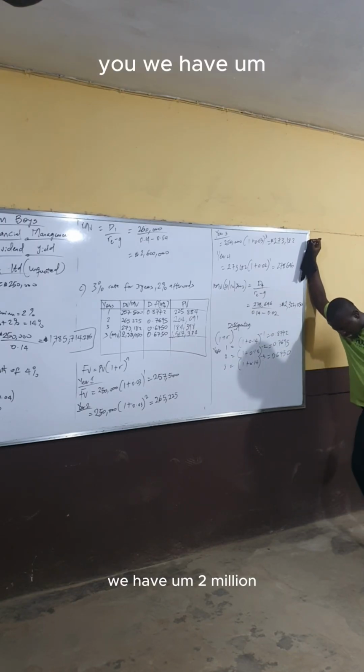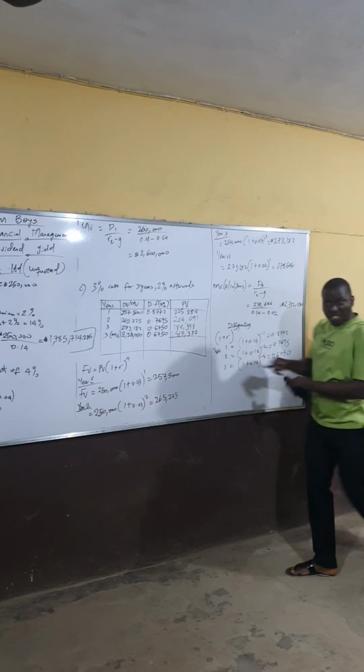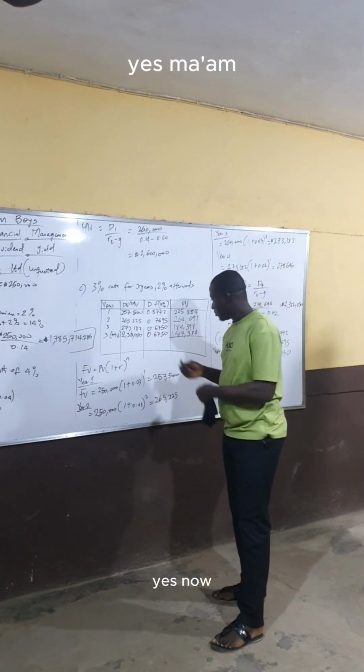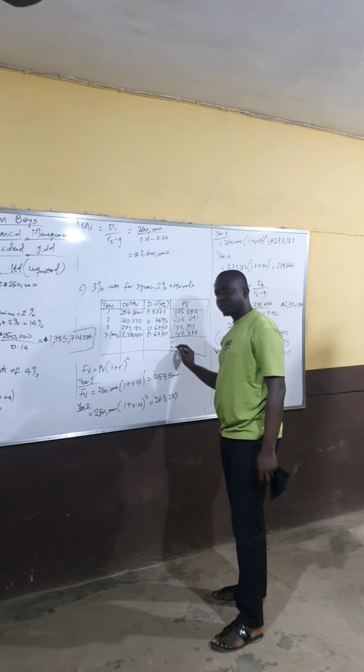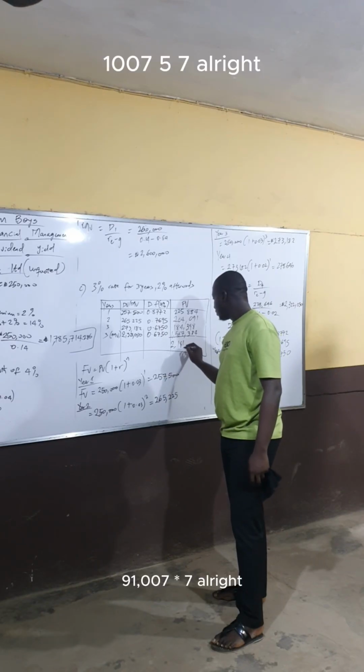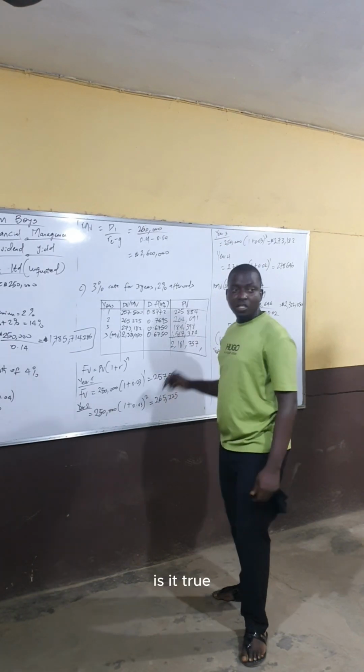We have 2 million. This one. Yes, now. 191,757. Alright. It's sure.